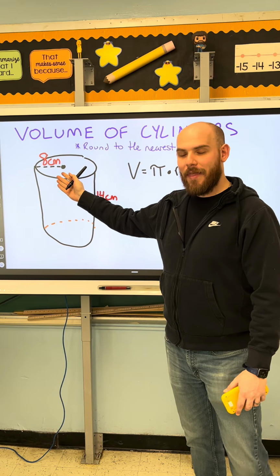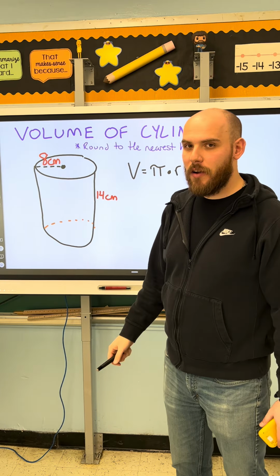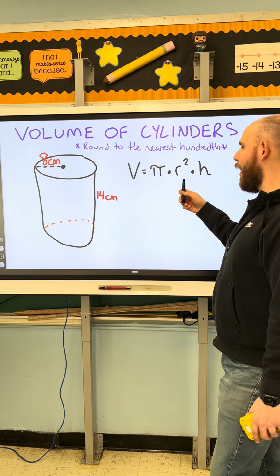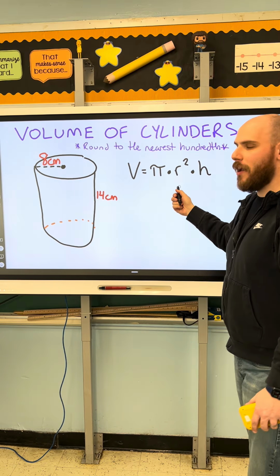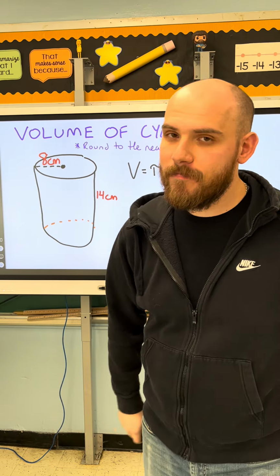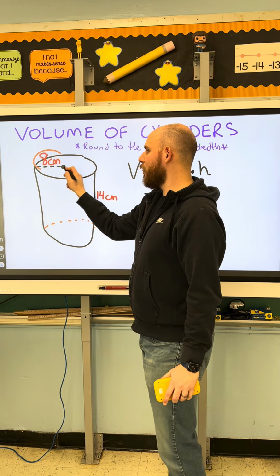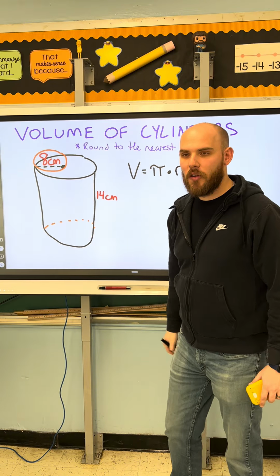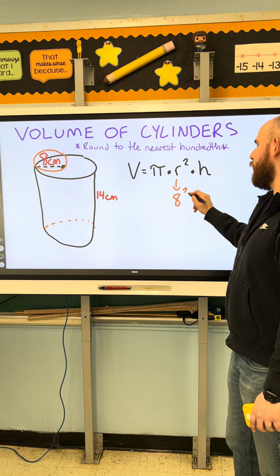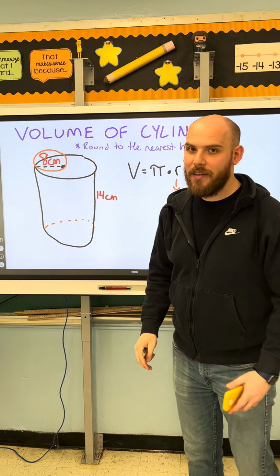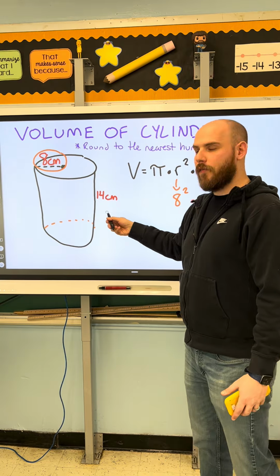So if I look at this cylinder, I need to first figure out what the radius is and the height is. What do you think the radius is? That's right. The radius is the number that is half the distance across the circle on the top. So I can change this to 8. The height is the distance between the top and the bottom, or in this case, 14.